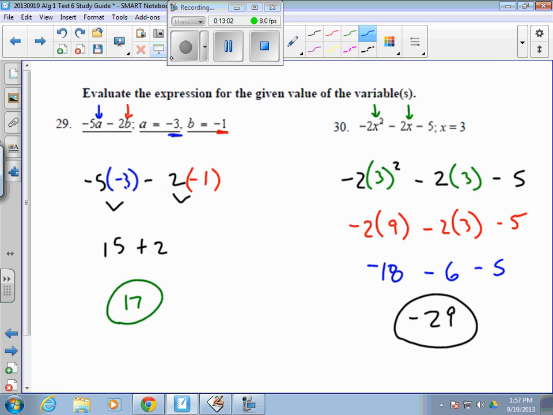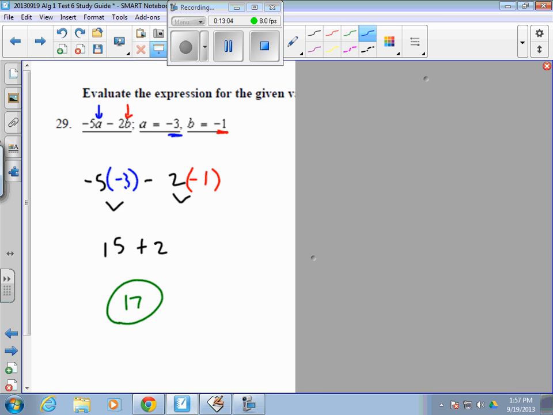29 says negative 5a minus 2b. Plug in negative 3 in place of a. So you have negative 5 times negative 3 minus 2 times, plug in negative 1 in place of b, negative 1. So multiply negative 5 times negative 3 and you get a positive 15. And negative 2 times negative 1, you get a positive 2. 15 plus 2 is 17.